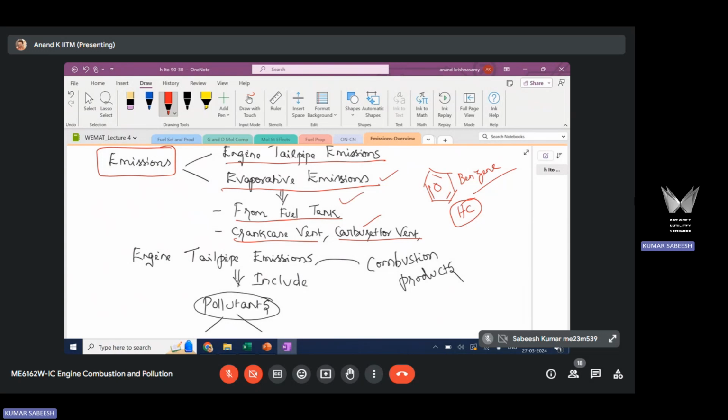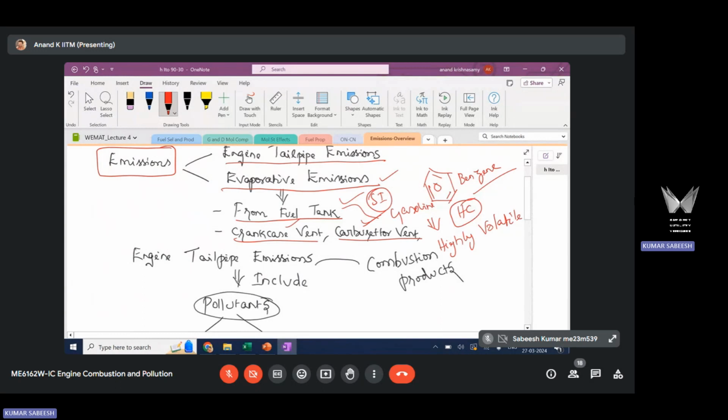So from the fuel tank, especially when you refuel your vehicle, you will have evaporative emission. You will have a vent in the crankcase. You will also have a vent in the carburetor. Through this also, you will have emissions coming out. Carburetor and fuel tank based evaporative emissions are most common in SI engine because we use gasoline. Gasoline is highly volatile. Diesel is not as volatile as gasoline. We know that because of heavy hydrocarbon. So this problem will be there in SI engine because of gasoline, which is a highly volatile fuel.